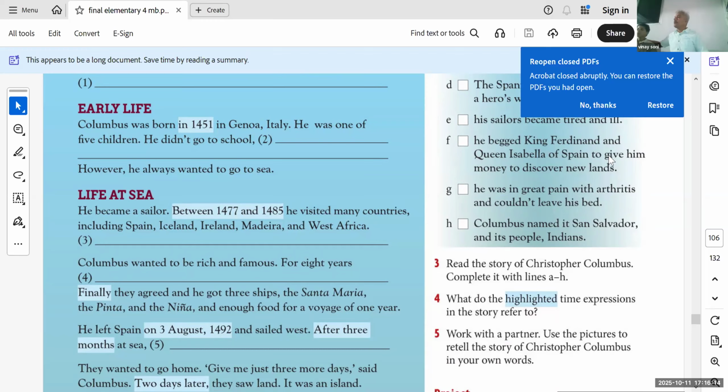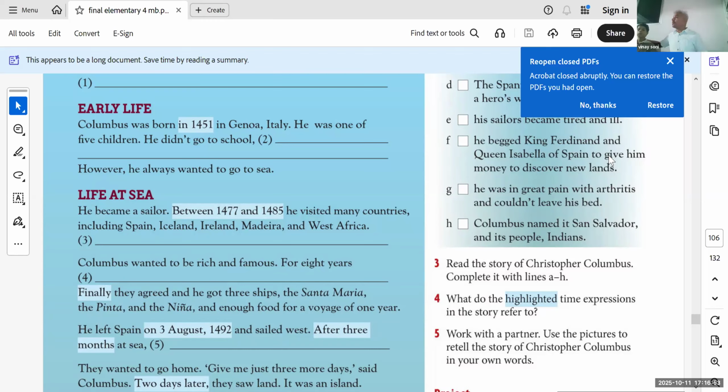For 8 years, he begged, he requested the king and the queen of Spain to give him money. And they kept saying no, no, no. But finally, they agreed. They agreed to give him 3 ships and what? And food, enough food for 1 year. Enough means as much as is needed. Enough food for 1 year.